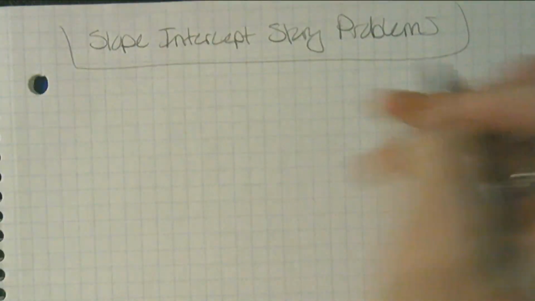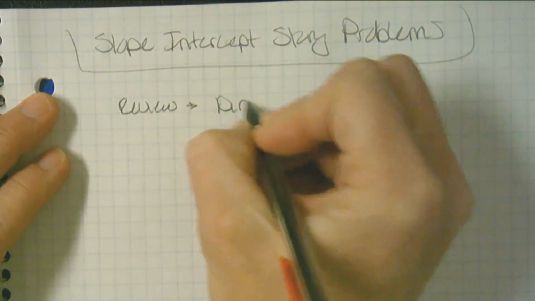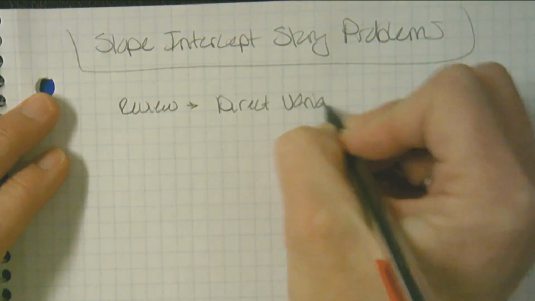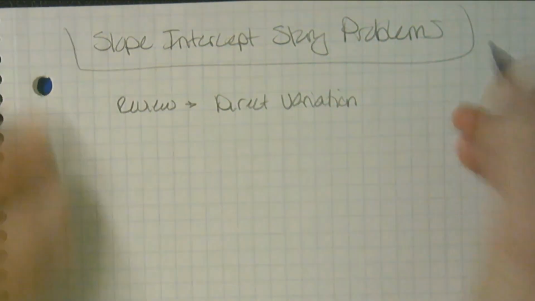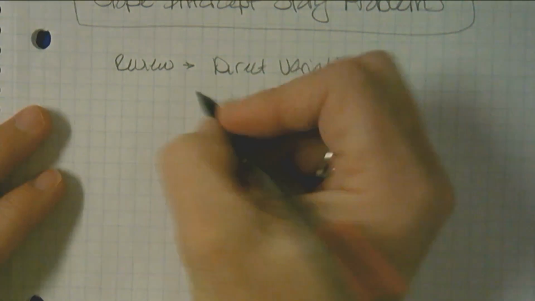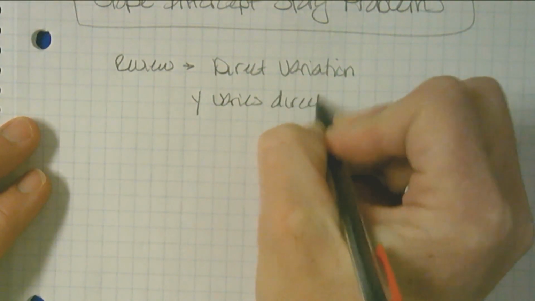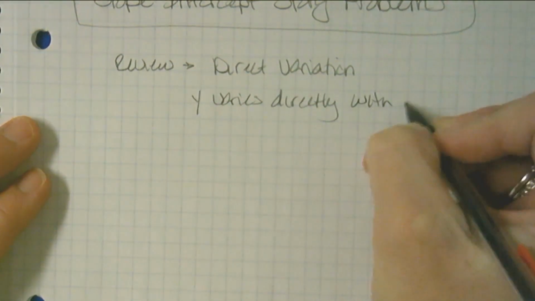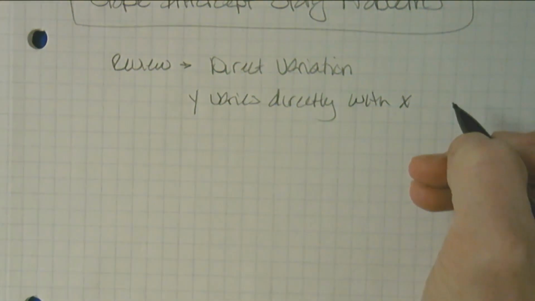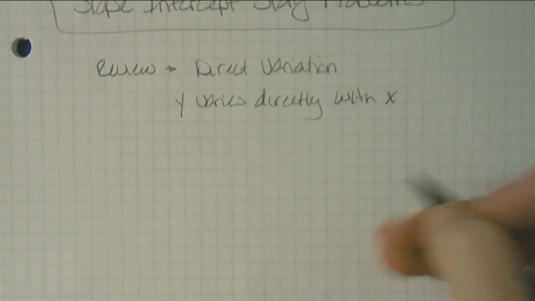first of all, I just want to review something. When we have direct variation, what phrase in a story problem indicates we have direct variation? What phrase in a story problem indicates that? Lily? Yep. Y varies directly with x. Okay. We have a similar phrase for slope-intercept.